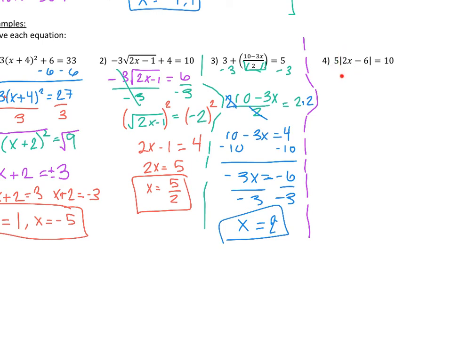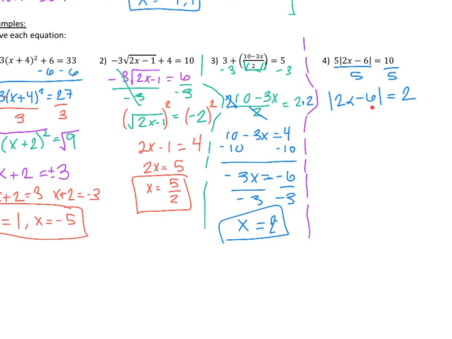So again, these absolute value bars also act as parentheses. So since 5 is being multiplied by all of that, I can undo that by dividing both sides by 5 first, so that I have that absolute value expression by itself. The absolute value of 2x minus 6 equals 2.